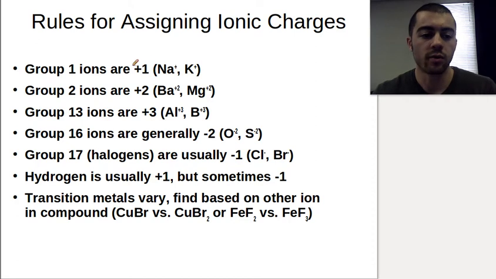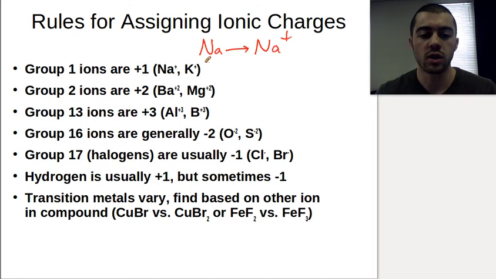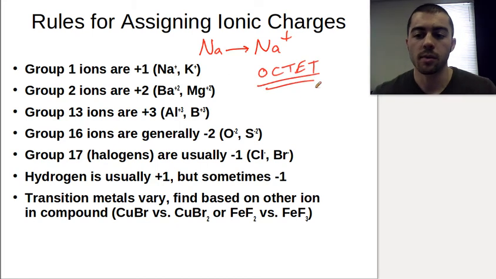So if we have group 1 and we look at sodium and potassium, if we take the neutral element sodium and make it sodium plus by taking an electron away, this would then give sodium the full octet. So all of these charge rules are based on the octet rule. Remember, having 8 electrons around an element is really stable. So that's what all of these elements are going to form, the most stable electron configuration by following the octet rule. So for group 1 elements, that would be +1.